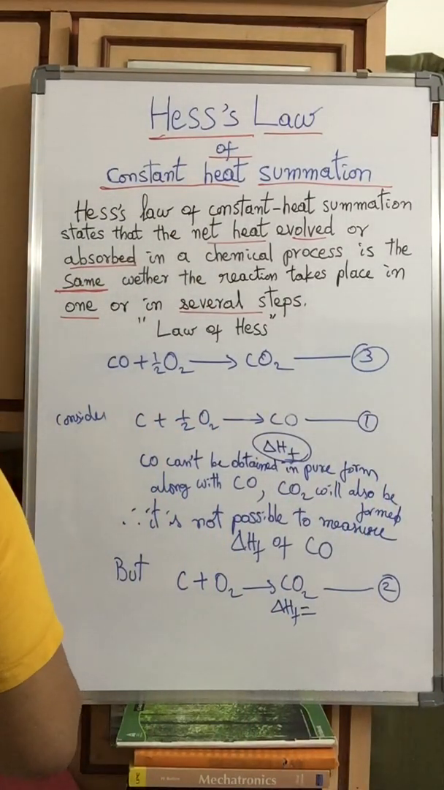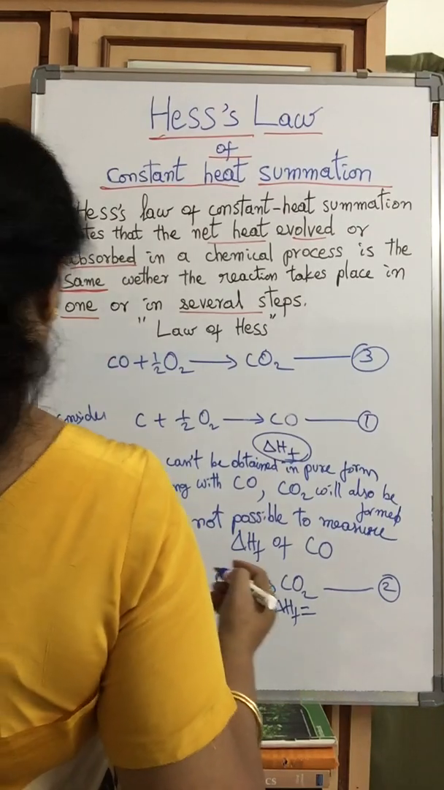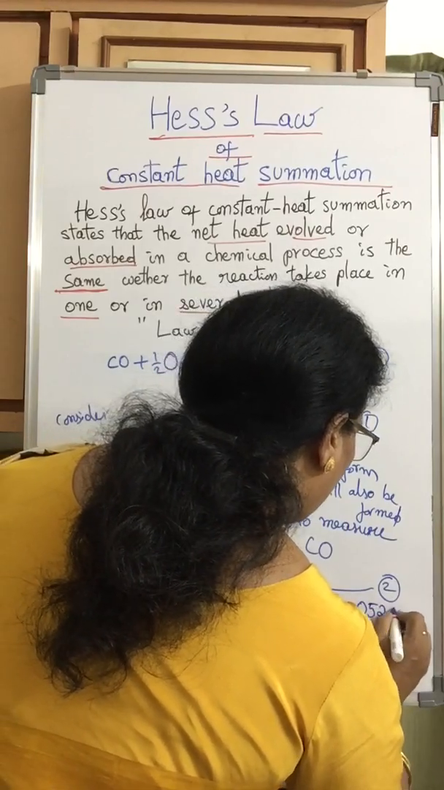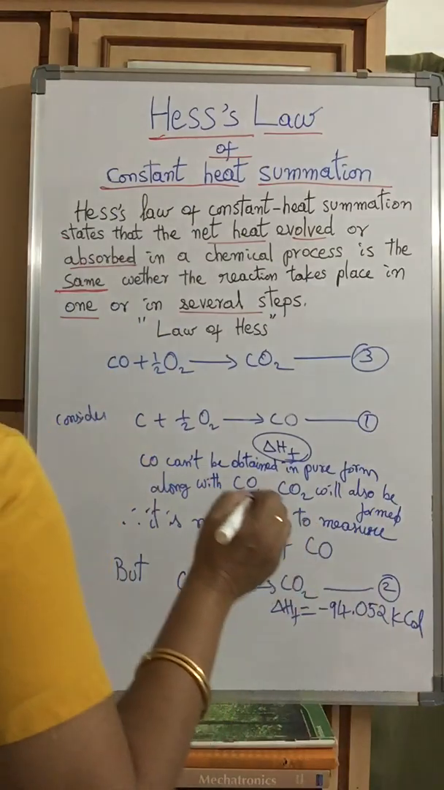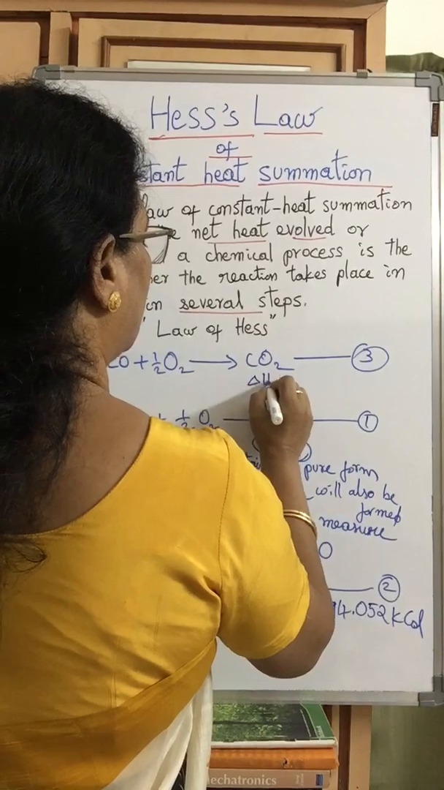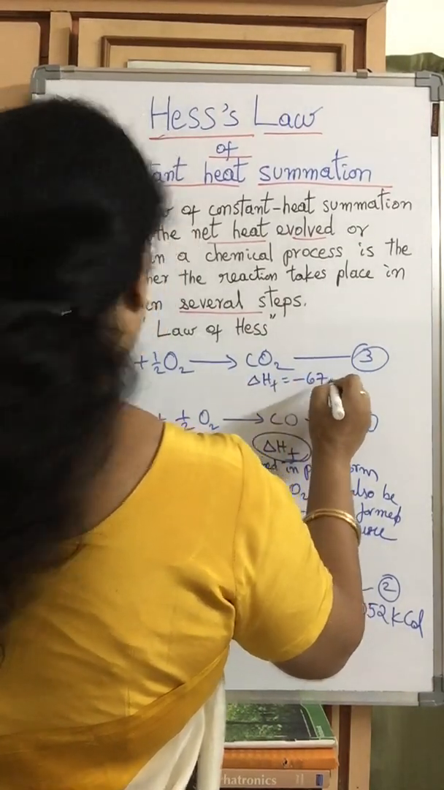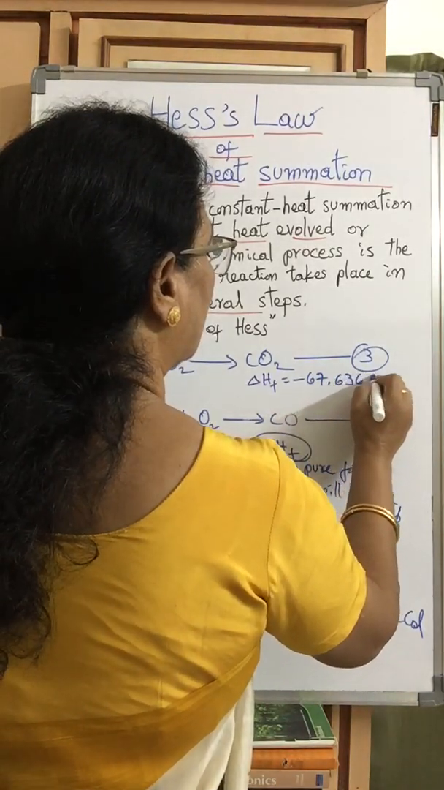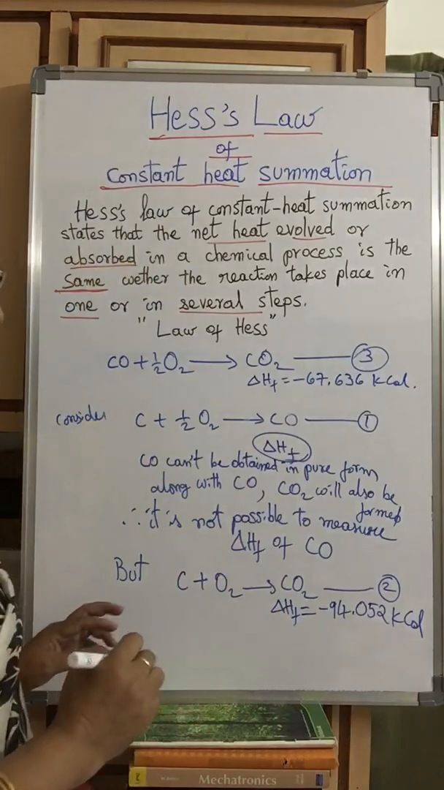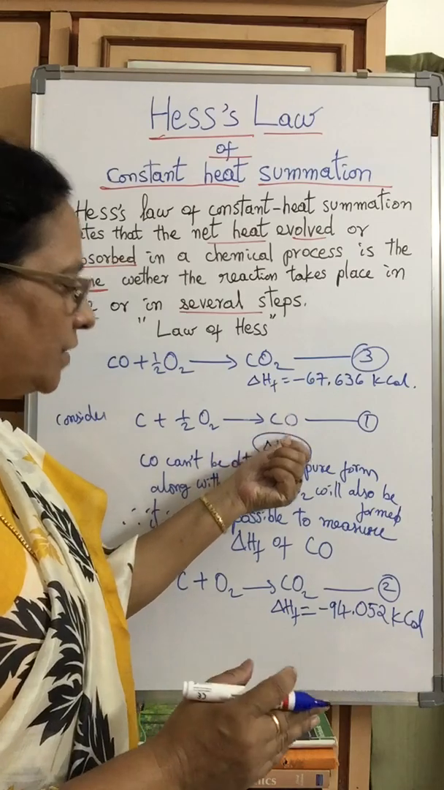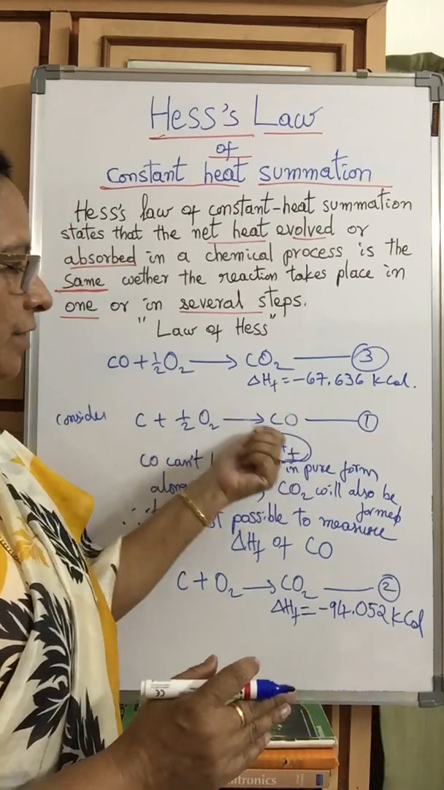Its delta HF is minus 94.052 kilocalories. Okay, and here delta HF equal to minus 67.636 kilocalories. Okay, so CO can't be prepared in its pure form. That is why delta HF cannot be measured directly.